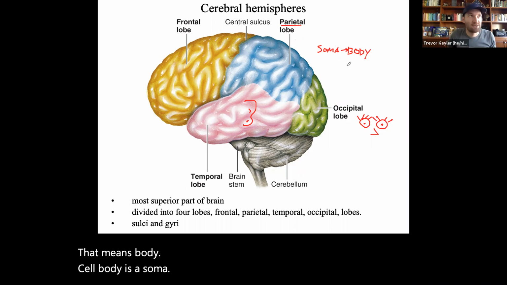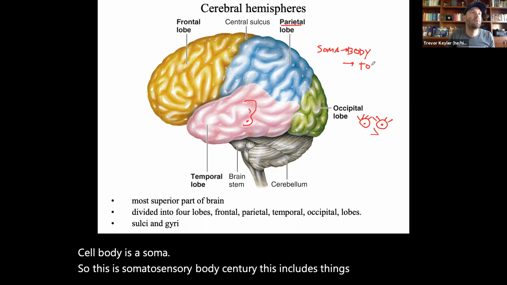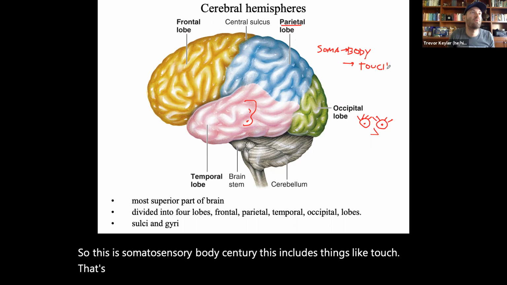So this is somatosensory, body sensory. This includes things like touch. That's the area of the brain responsible for perceiving touch.